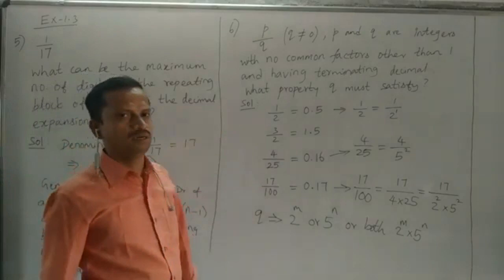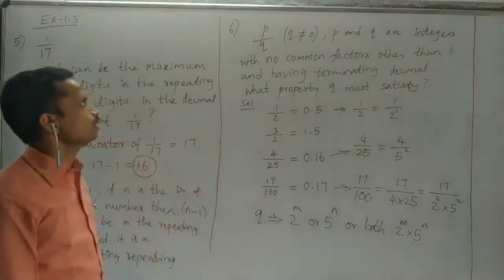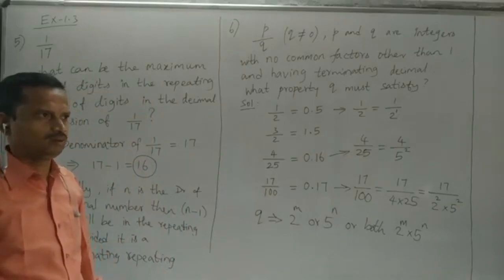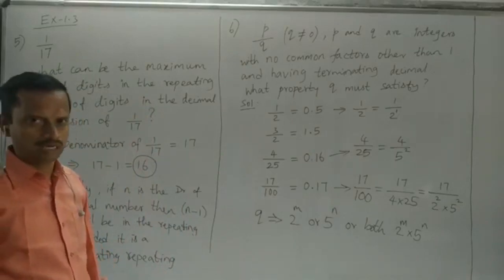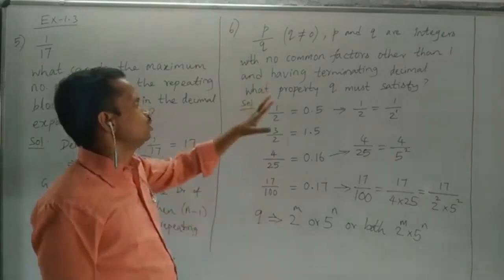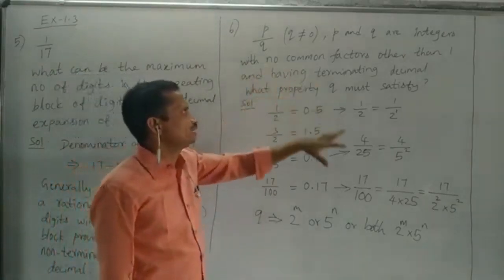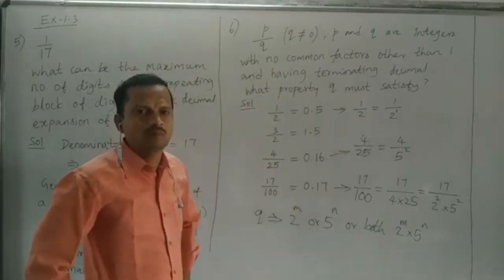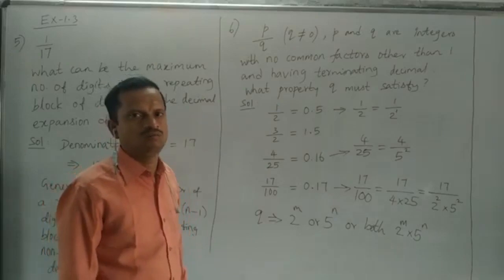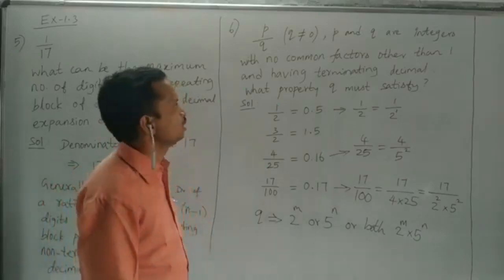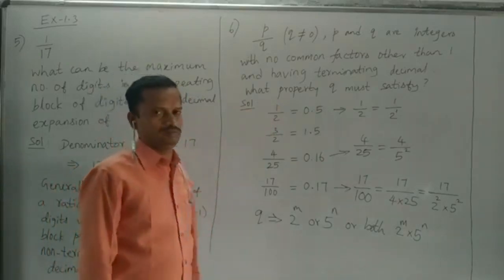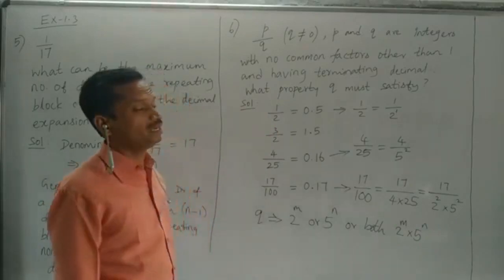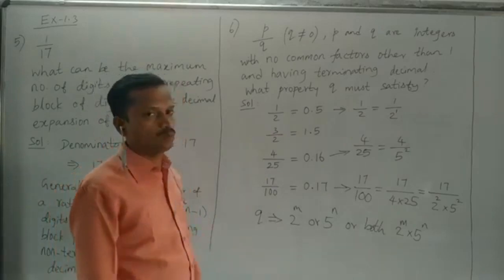And coming to question number 6, p by q, the given rational number in general form, with denominator q not equal to 0. p and q are integers with no common factor other than 1. That means what? 1 is the common factor. 1 alone is the common factor, no other common factor. And having a terminating decimal, that also you mind. Terminating decimal. Then what about q?